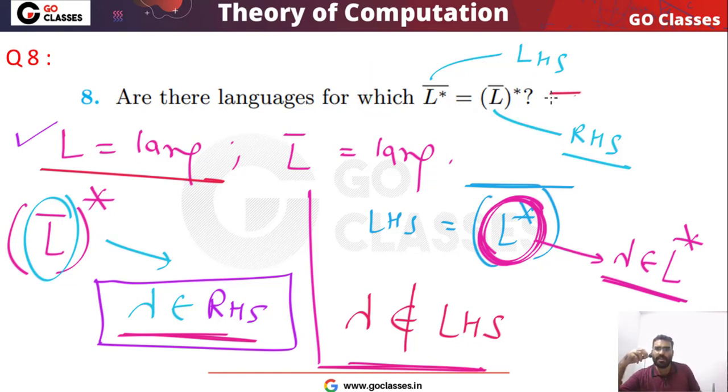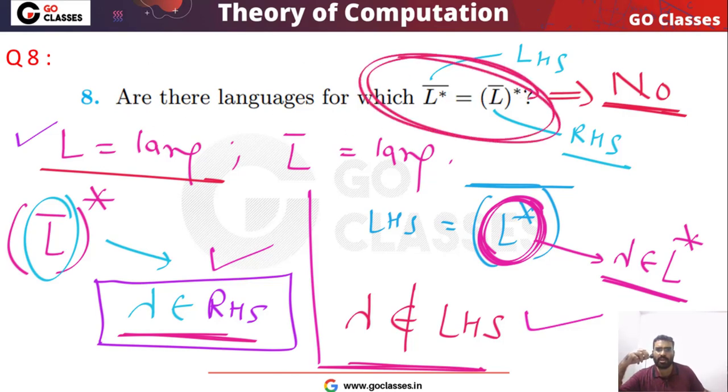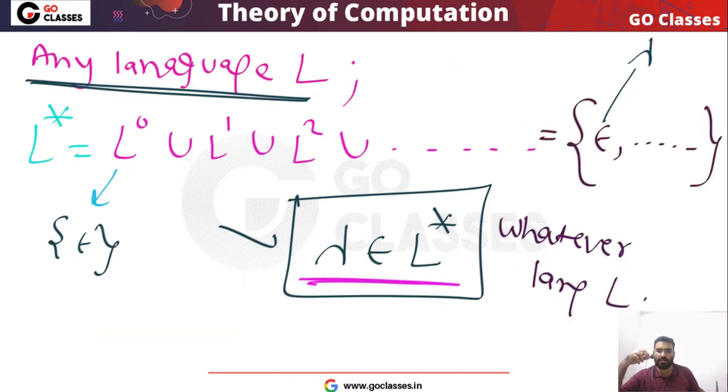Okay, so there is no language such that these two can be same, because you can notice on this RHS empty string is definitely there, on this LHS empty string is definitely not there. So whatever language you take, this will happen. So I can say there is no language such that this will happen. Okay, this is your question number 8.